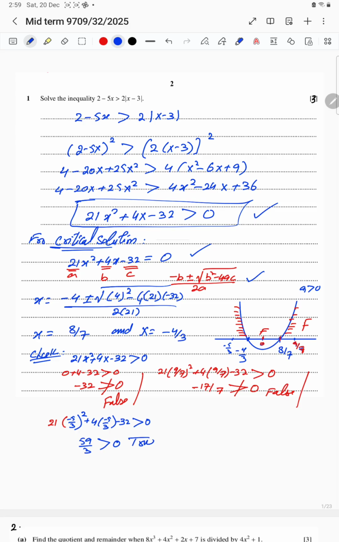That is true. So the final answer is only when x is smaller than minus 4 by 3. So this is my true region. So you have to ignore the other answers and only take this answer. I hope it is clear.